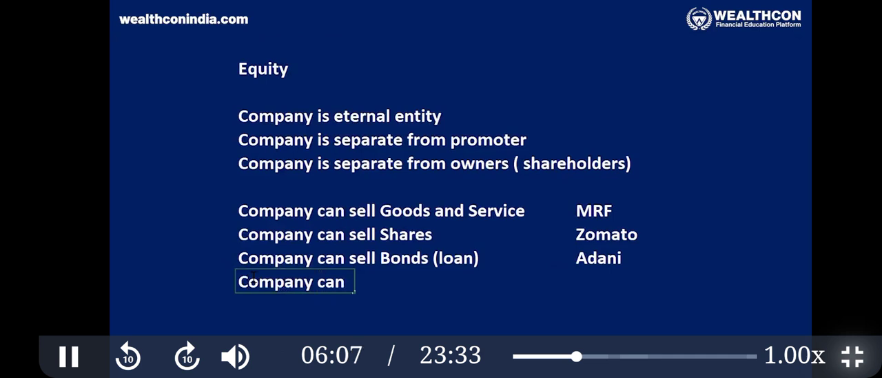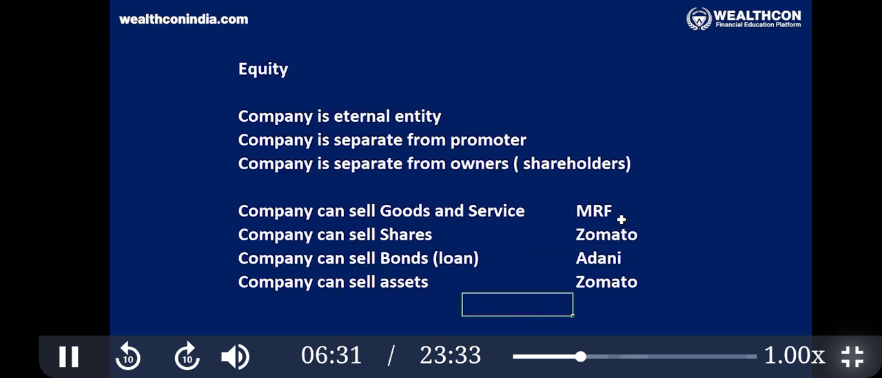There are some holding companies, or even if you look at Zomato, their main earning is from selling assets. That means they buy and sell mutual funds, or they are doing trading. So these are the four ways a company can get money: selling goods and services, selling shares, selling bonds, and selling assets.